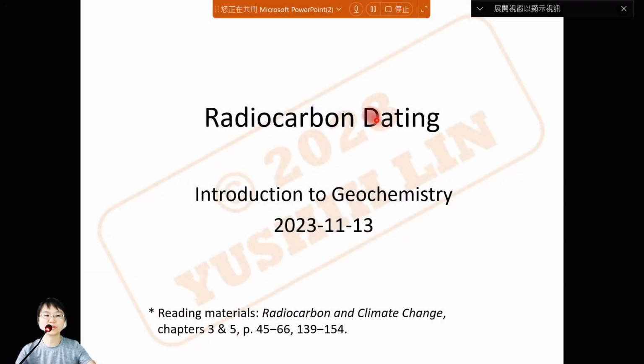I will continue with radiocarbon dating today. This is probably one of the most often used techniques in this department because it can be used not only for dating, but also for answering some scientific questions that are not related to dating. So it's a very useful technique.